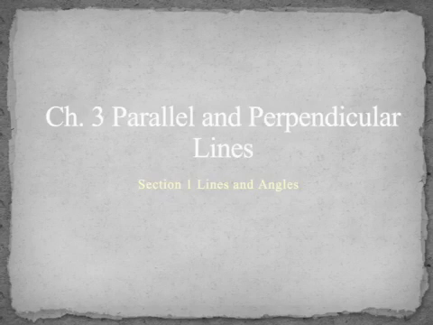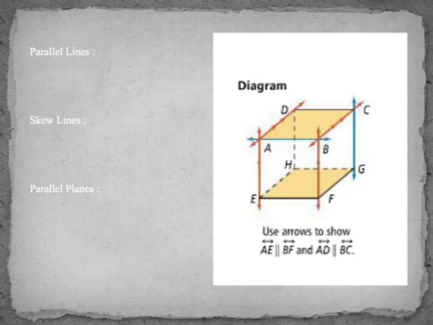Chapter 3, Parallel and Perpendicular Lines, Section 1, Lines and Angles. So a lot of this is review, which is good. You're going to be seeing it throughout the year, so it'll get easier as we go over it more and more. We already know that parallel lines are two lines that are coplanar and they never intersect.